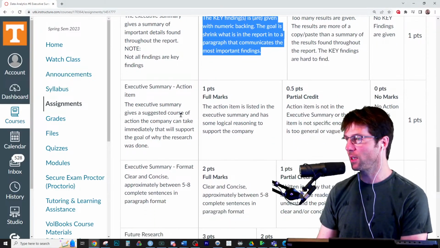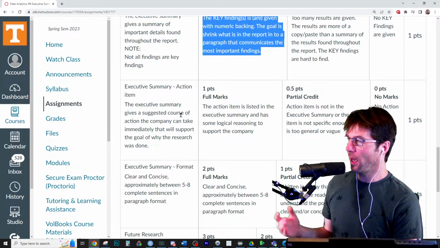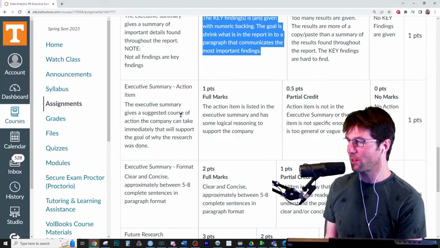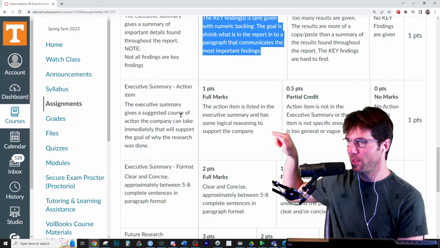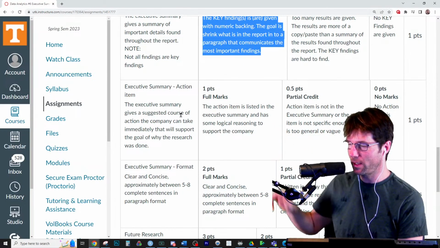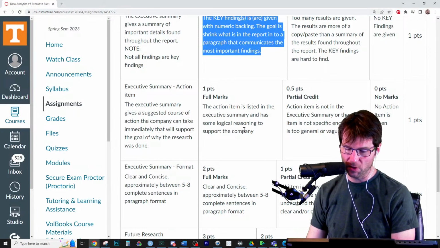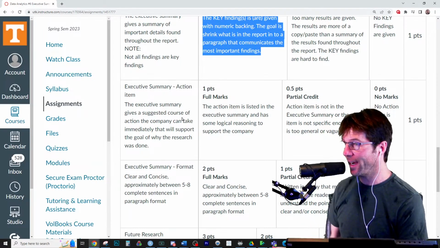Right here, we have the action item. So if an advertising campaign was a success, we might be asking for what? I'm making up a fake thing right here. The action item is what you think the company should do based on these findings. The action item is listed in the executive summary and has some logical reasoning. The executive summary gives a suggested course of action.